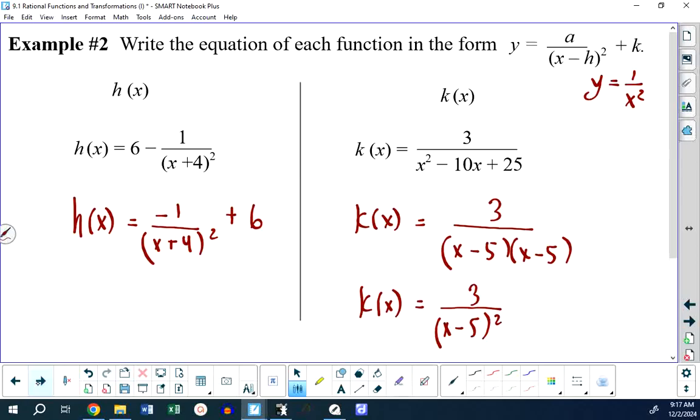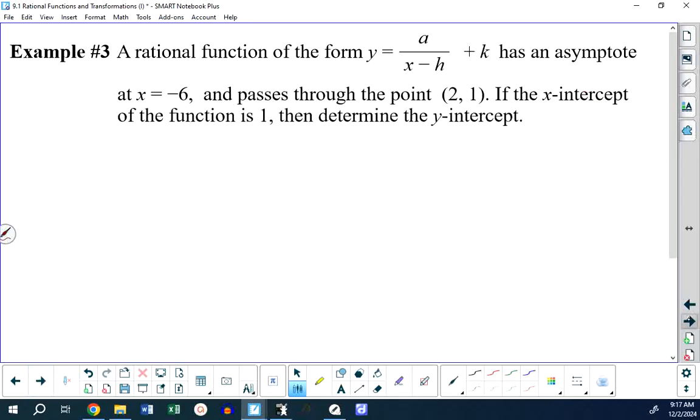All right. Final example: a rational function of the form y equals a over x minus h, plus k, has an asymptote at x equals negative 6 and passes through the point 2, 1. And then you're told the x-intercept and you're asked for the y-intercept.